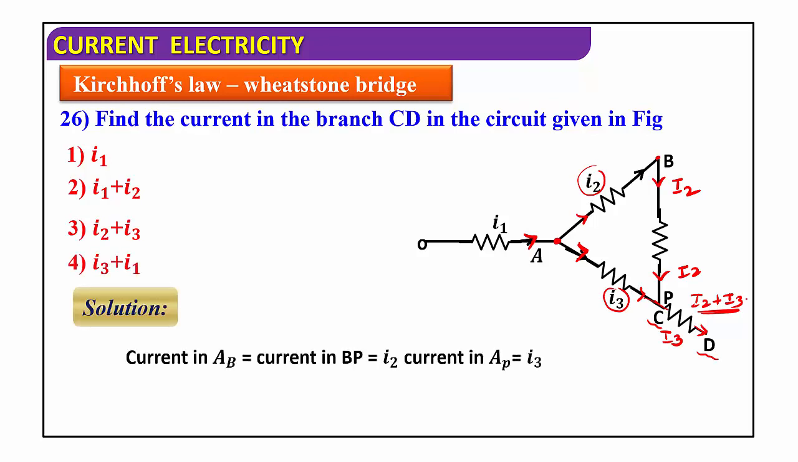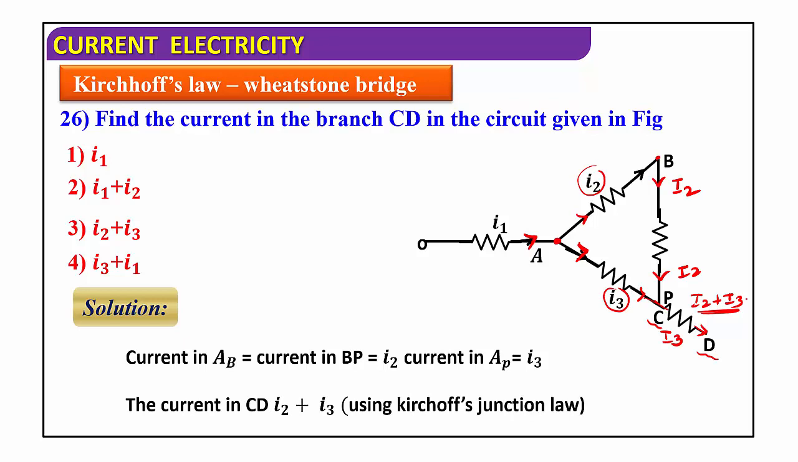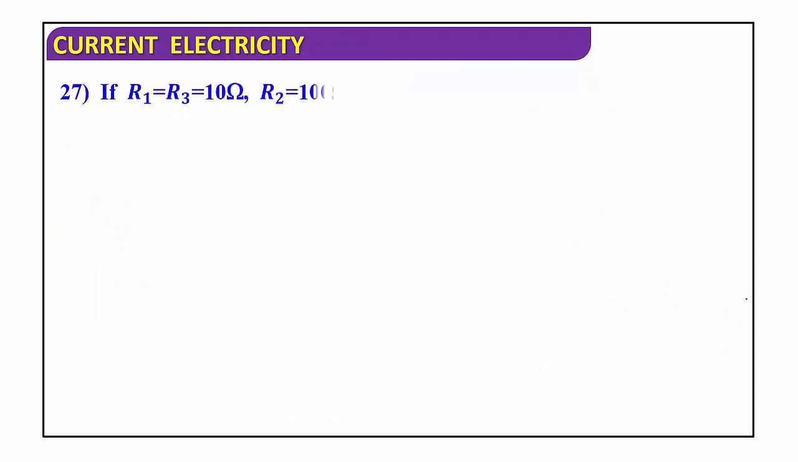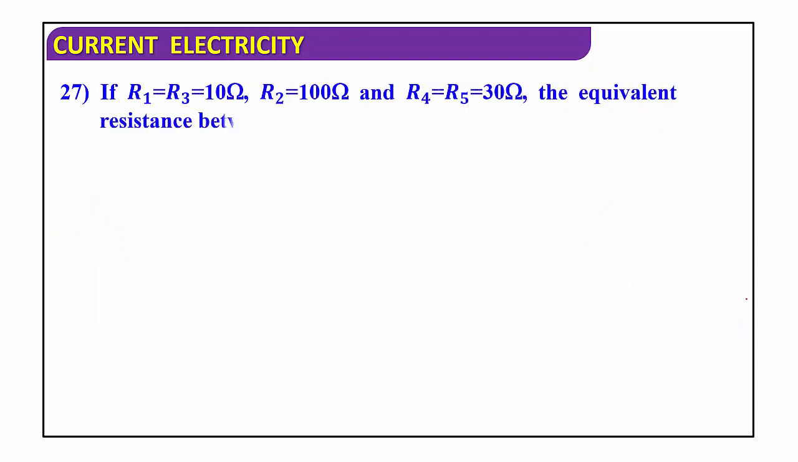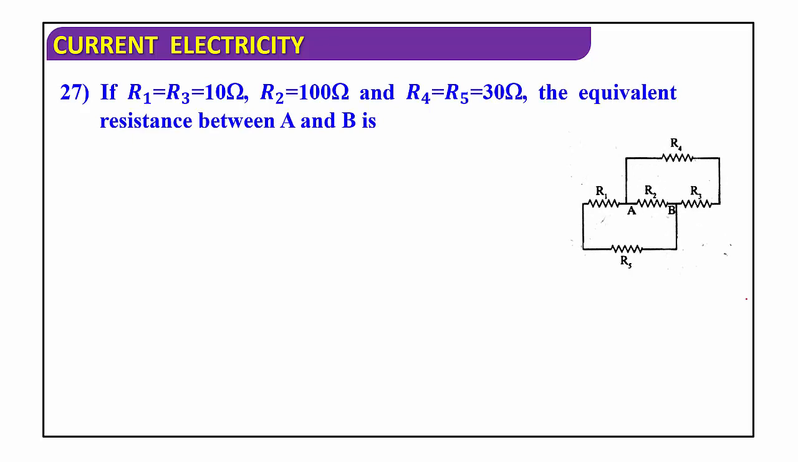Yes, they had given the solution here. Current in AB and current in BP, how much is it? I2. Is it clear? Current in AP is how much? I3. Together, current in CD is how much? I2 plus I3 according to Kirchhoff's junction law. So which is the right answer? I2 plus I3. That means third option is the correct answer. Yes, come to the next question.